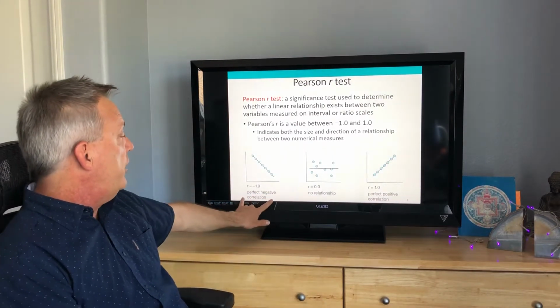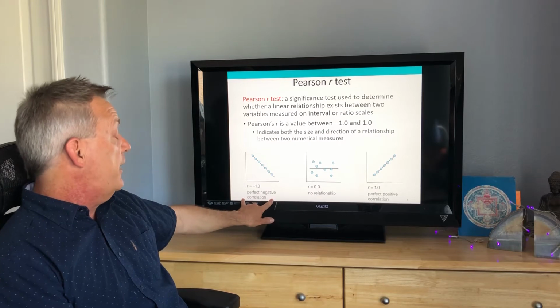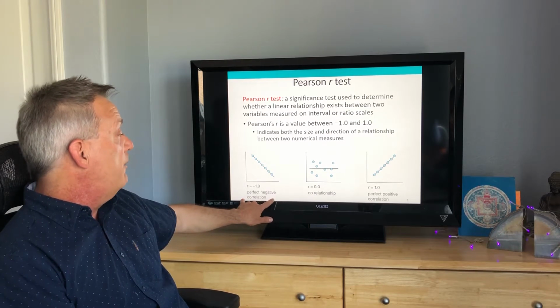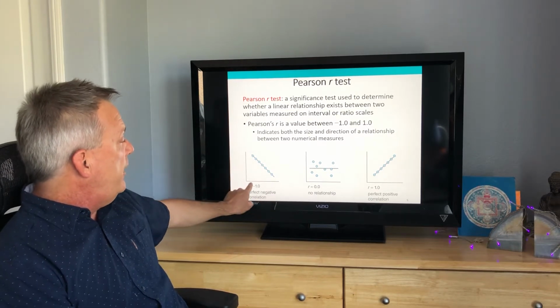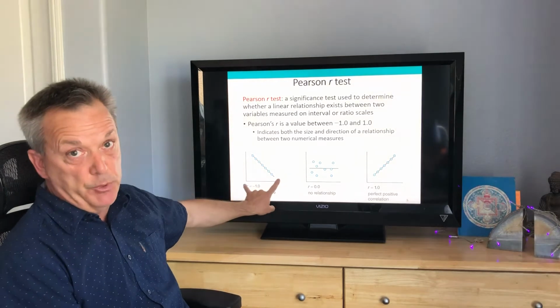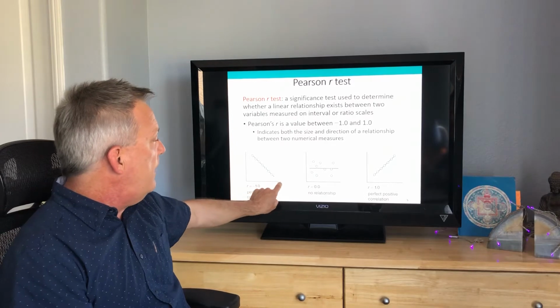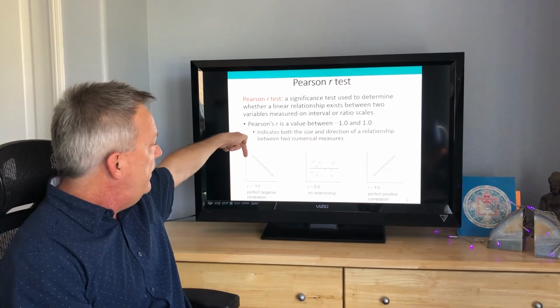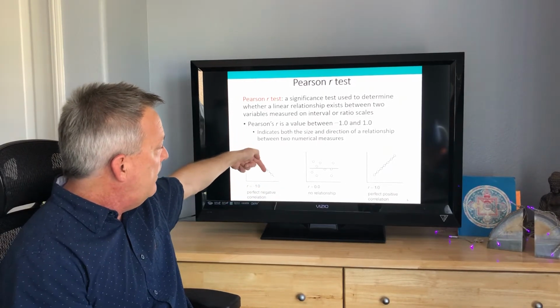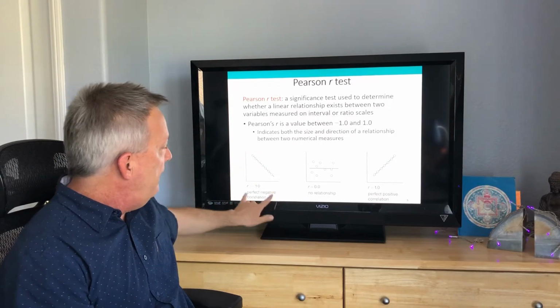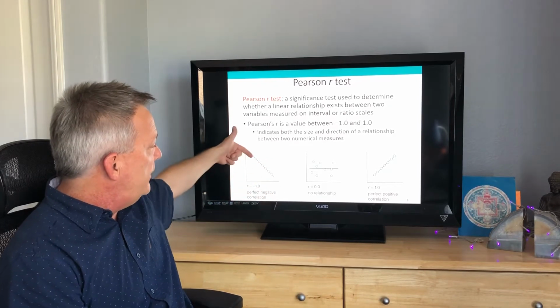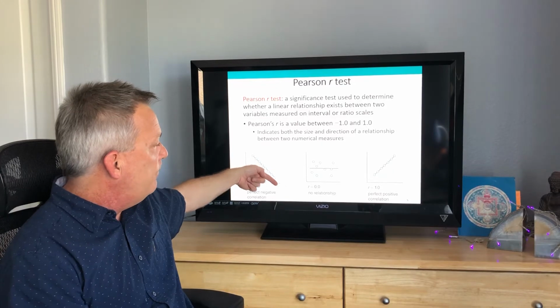As you can see right here, there's a perfect negative correlation of -1.0. And as you can see on your x-axis, which is your predictor variable, and your y-axis, as x goes up, what happens to y? It goes down, right? And that's a negative correlation. That's a perfect negative correlation right here.